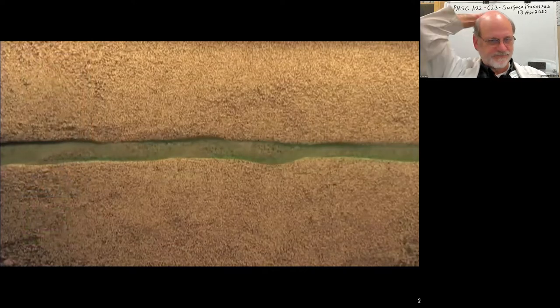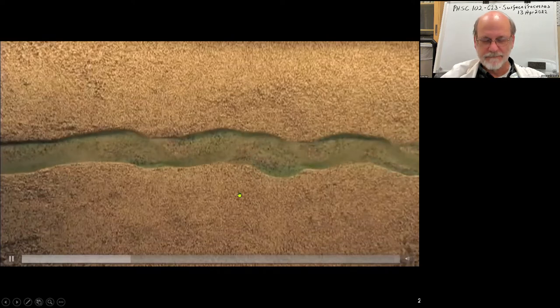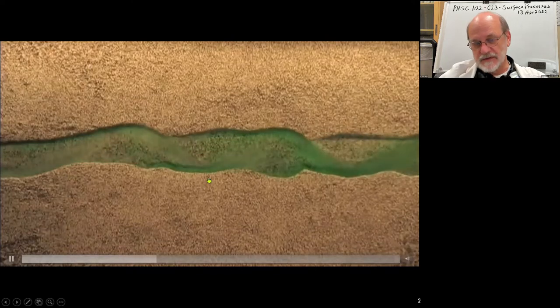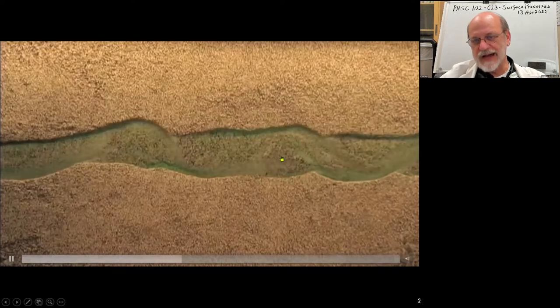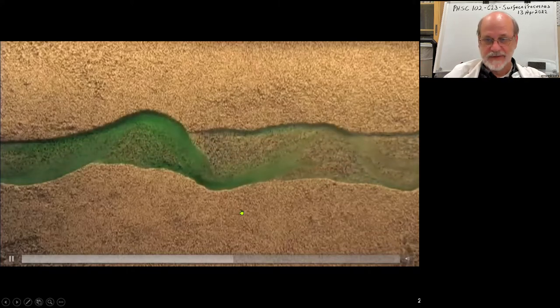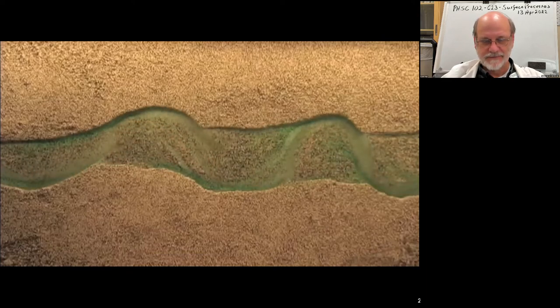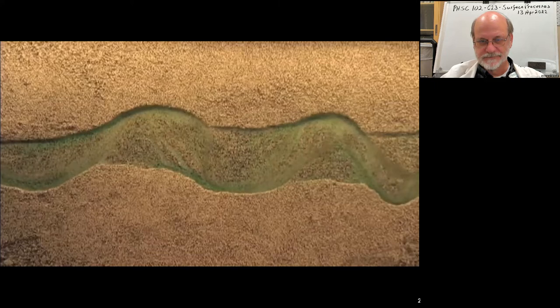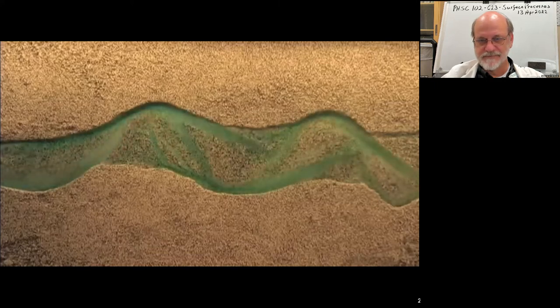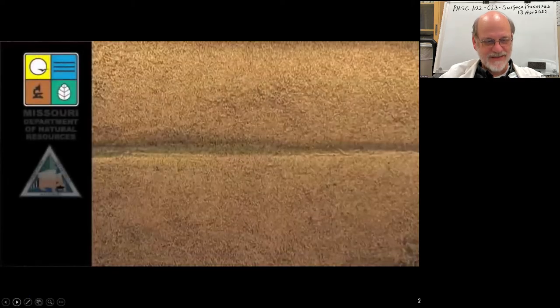So they colored the water green so that you could see it better. Here we got meanders forming already. You'll see sometimes you get islands formed in the middle temporarily. Water moves around them. But the stream is widening as the meanders advance. Pretty dramatic. Okay.